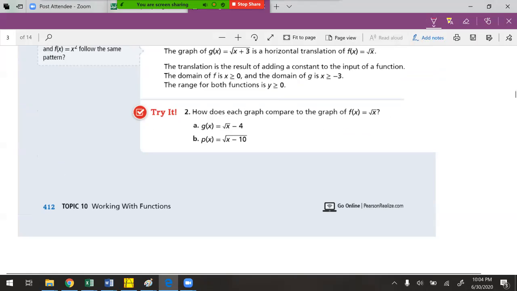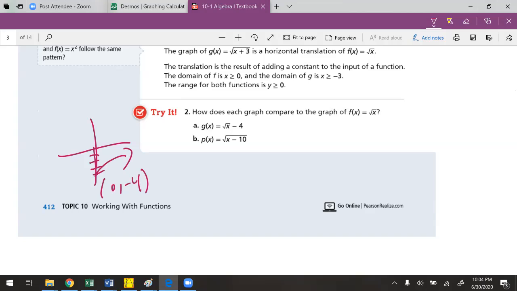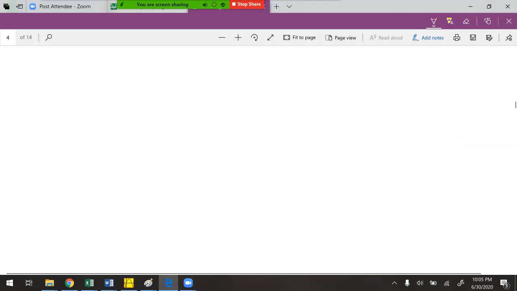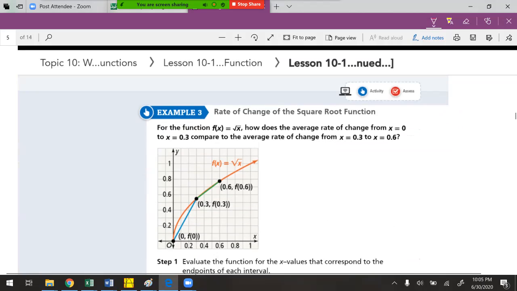Let's talk about these here. How does each graph compare to the graph of the original function? For radical x minus 4, we move it down 4, where the important point now is at (0, -4). For this x minus 10, we're going to move it to the right 10, and the point is going to be (10, 0). Not difficult at all. Understand, we've done this a million times.